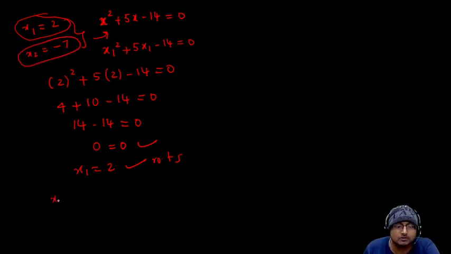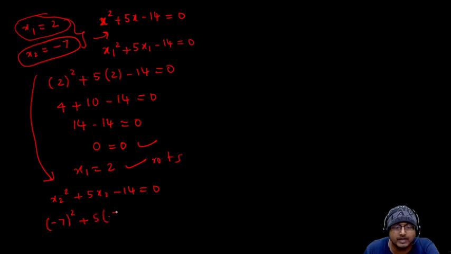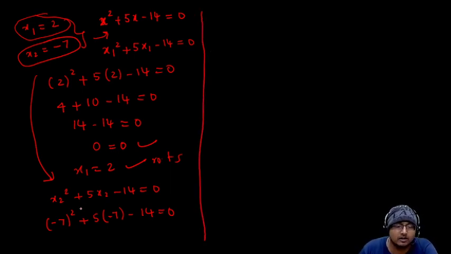Substitute the x2 value in x2 square plus 5x2 minus 14 equal to 0. It will become minus 7 whole square plus 5 into minus 7 minus 14 equal to 0. Minus 7 whole square or 7 square will be the same, because a negative squared will be positive. 7 square is 49. And here minus into plus is minus, 5 into 7 is 35. It will become 49 minus 35 minus 14 equal to 0.